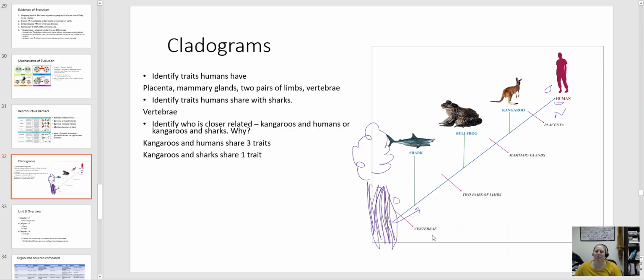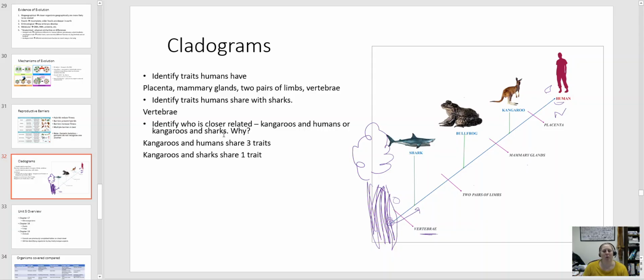As such, remember that the traits that are at the closest part to the tree trunk, at the lowest part of that cladogram, are going to be the most ancestral. Everything that branches off after that shares that trait. So sharks, bullfrogs, kangaroos, and humans all have vertebrae. They all have a backbone. After the sharks, we see tetrapods, 2 pairs of limbs. Bullfrogs, kangaroos, and humans all have 2 pairs of limbs. Mammary glands are not present in bullfrogs because those are amphibians, but they are present in kangaroos and humans. And then humans are different from kangaroos because we are placental mammals as compared to the marsupial mammals.